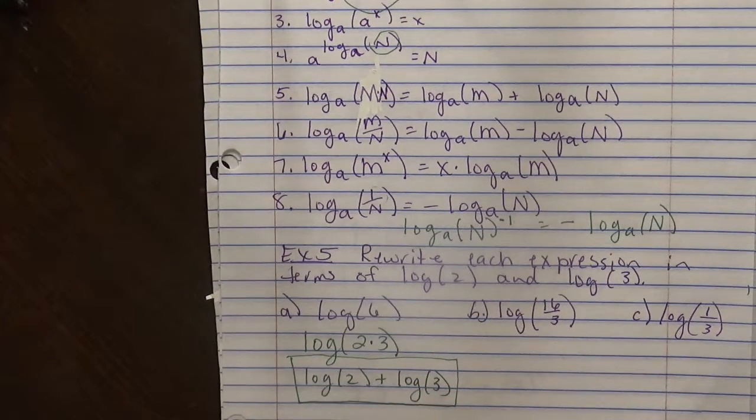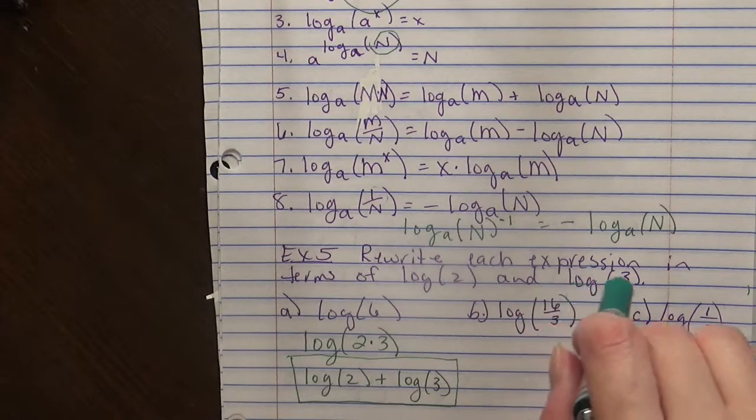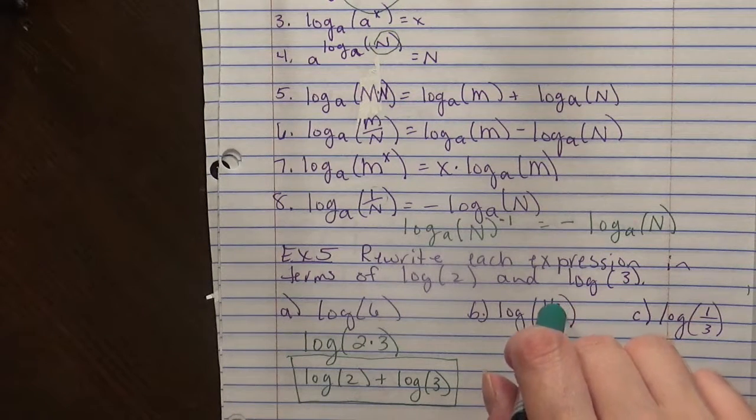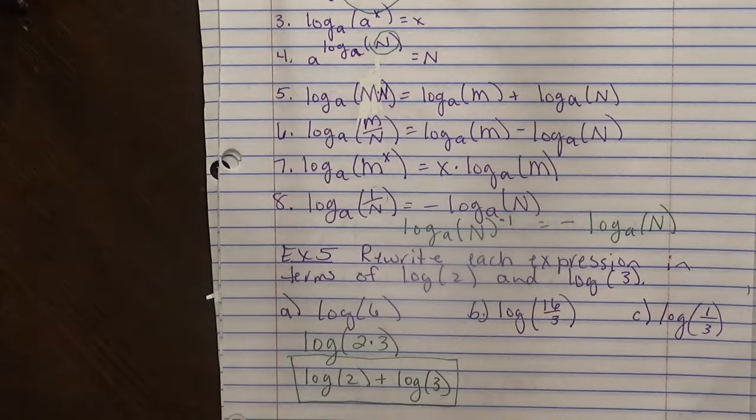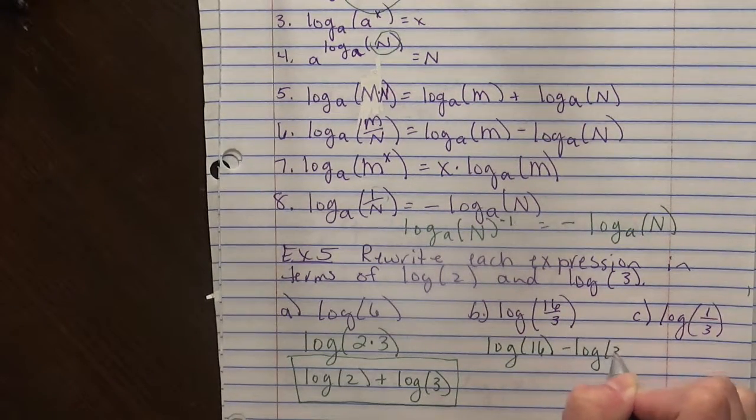For part B, I've got the log of 16/3. Let's think about, we got the 3 in there, and we know we need log of 3. What about the 16? What can be done with the 16? Or maybe you might want to break it apart first. Let's break it apart first. So you've got the log of your numerator 16 minus the log of your denominator 3.